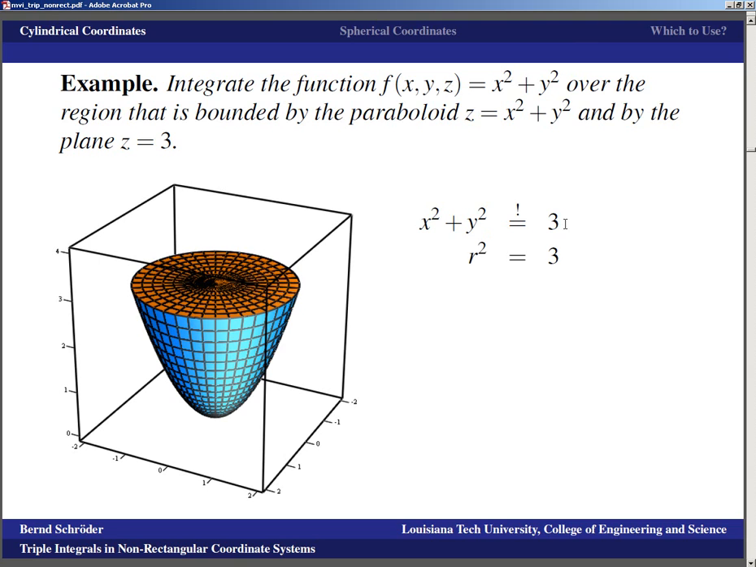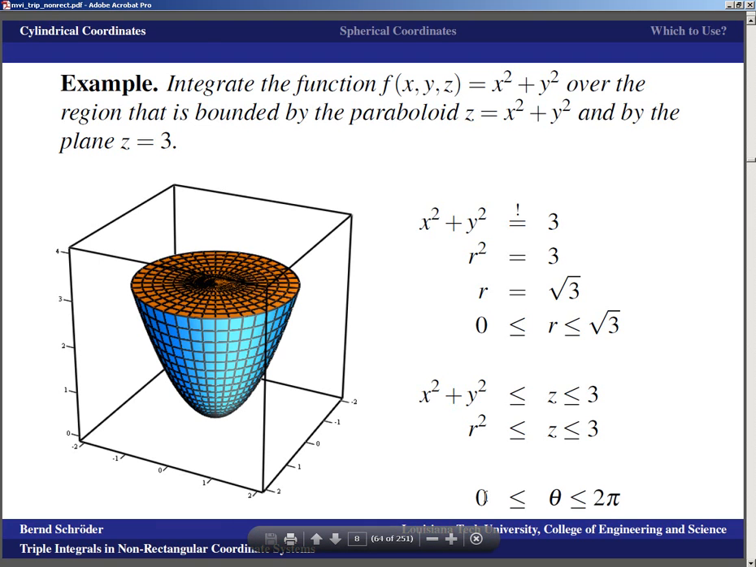If x squared plus y squared is equal to 3, well, that means that r squared is equal to 3, and that means that the radius is square root of 3. So as I want to do this with the sandwich method, going from the blue paraboloid to the orange plane in z, my radius would have to go from 0 to root 3. Then I have x squared plus y squared is less than or equal to z, which in turn is less than or equal to 3, because after all we want to go from x squared plus y squared to 3 here, right? So r squared is less than or equal to z, which is less than or equal to 3.